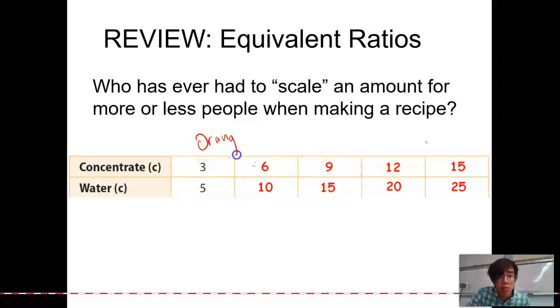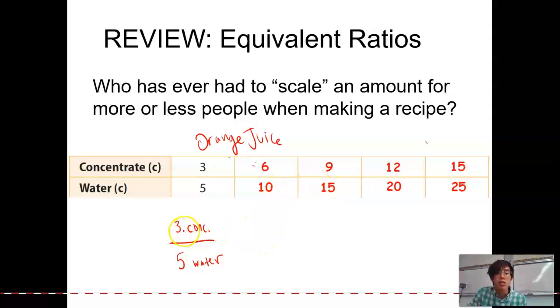So let's say I'm making some orange juice, okay? I'm making some nice OJ over here, and then I have 3 cups of concentrate for every 5 cups of water. So I can write this relationship as a ratio, and a ratio is the same thing as a fraction. It just shows a relationship. So 3 cups of concentrate, all right, for every 5 cups of water.